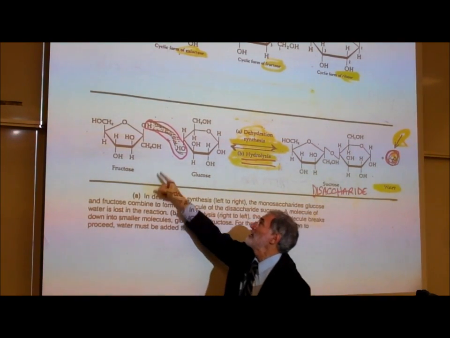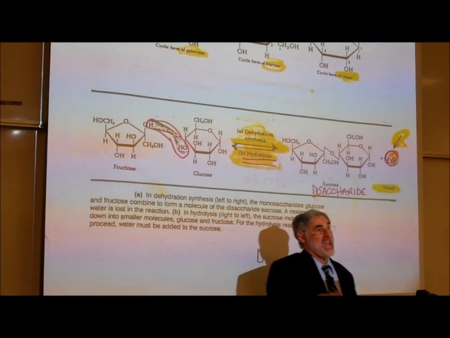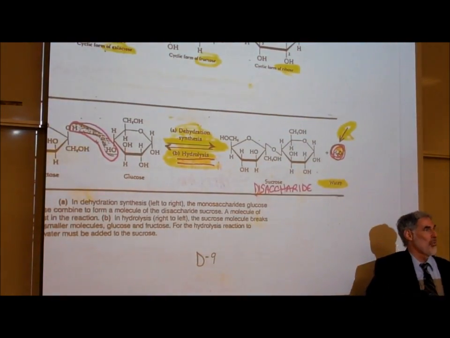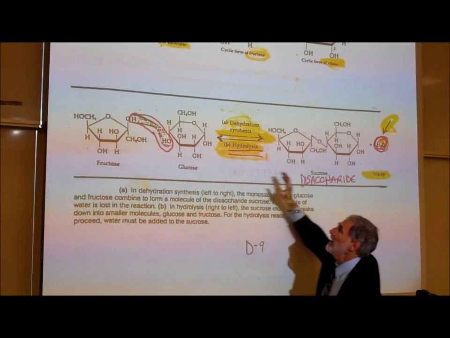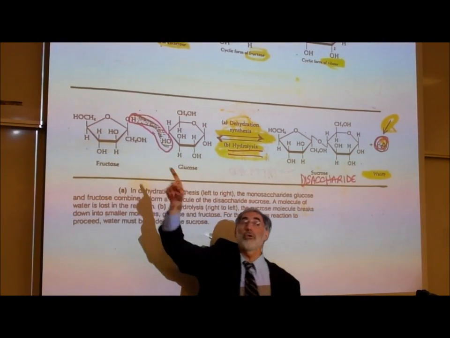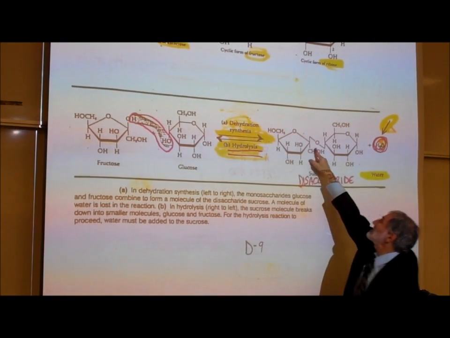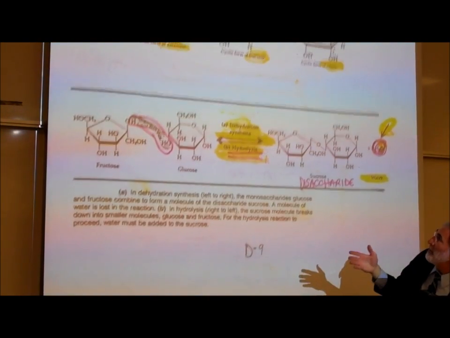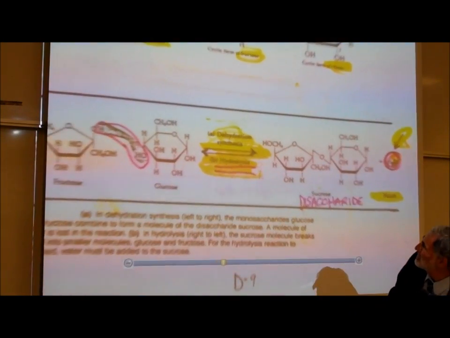Now, what do you get if you combine a hydrogen with an OH? What does that form? H plus OH forms H2O, water. So, a hydrogen and an OH are removed from two sugars, forming water, and where the H and the OH used to be is where these two sugars snap together. The name of this kind of biochemical reaction is a dehydration synthesis reaction.